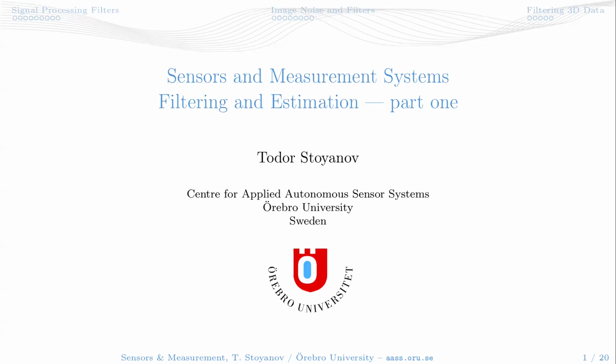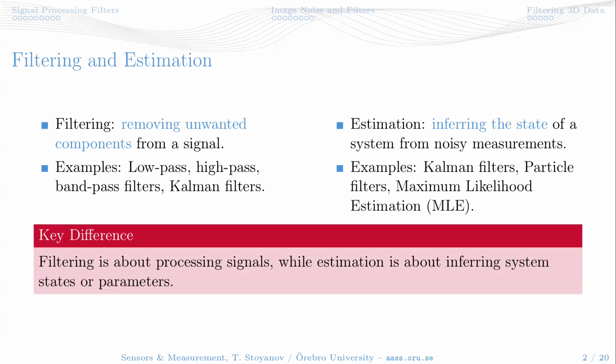So what is the difference between filtering and estimation? How do they really relate to each other? If you think of filtering as the process of removing unwanted components from a signal and keeping the wanted components of the signal. Typically, the unwanted component is the noise, but it may be something else as well, right?